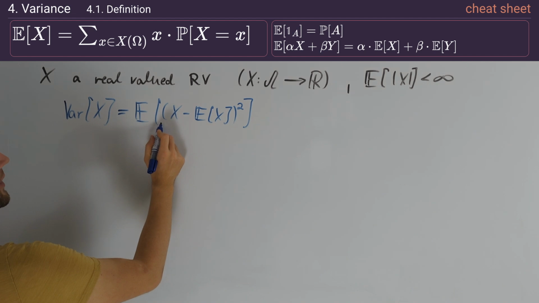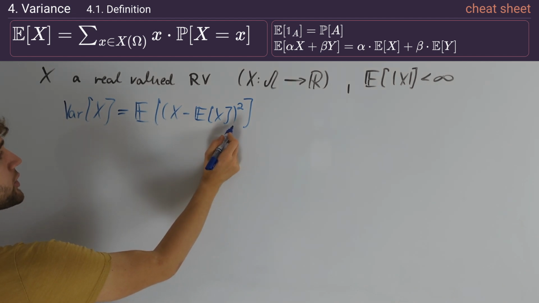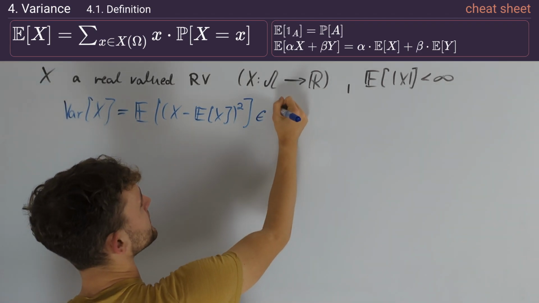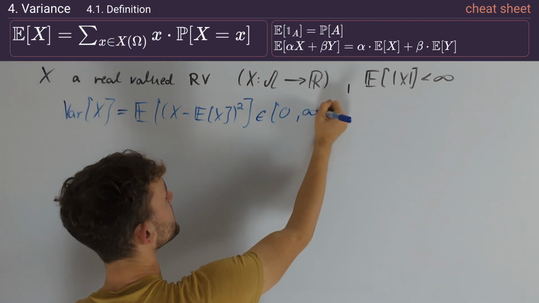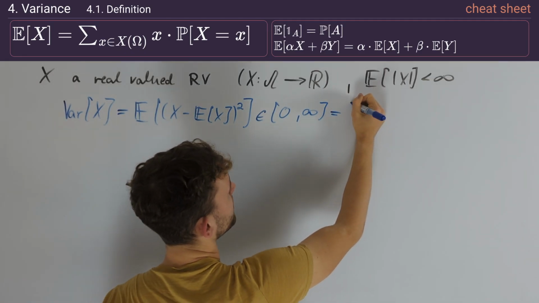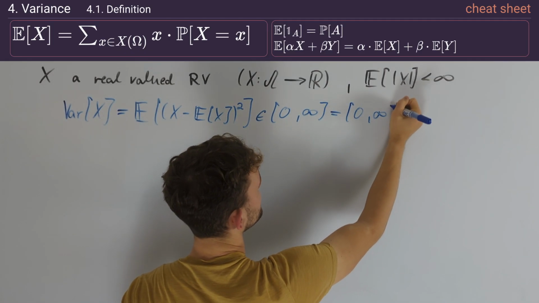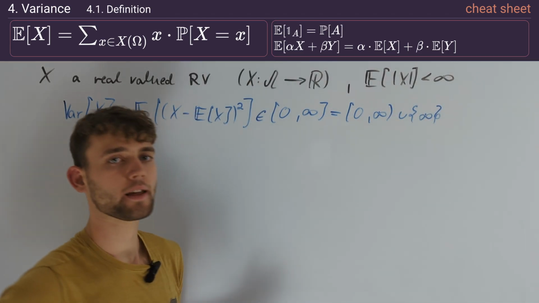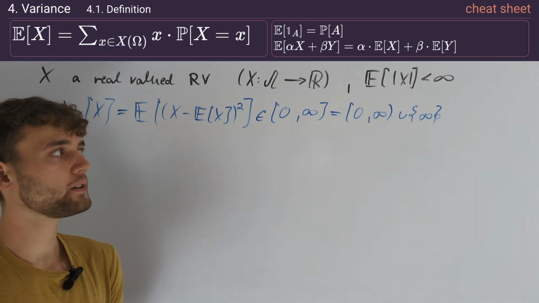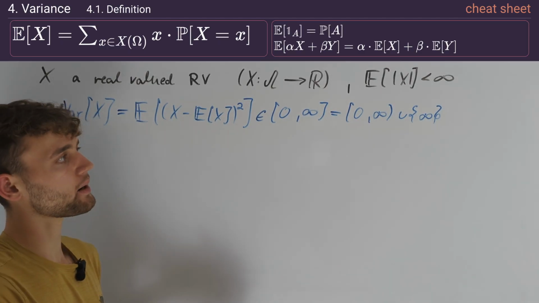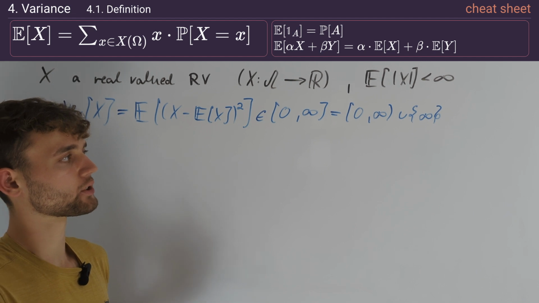We notice that the expression inside the expectation is greater than or equal to 0, and therefore it follows that the variance of X is in [0, infinity], where this notation means the set of non-negative real numbers and infinity. It can actually happen that the variance of X is plus infinity, and I encourage you to pause the video and think about how we might construct such a random variable.